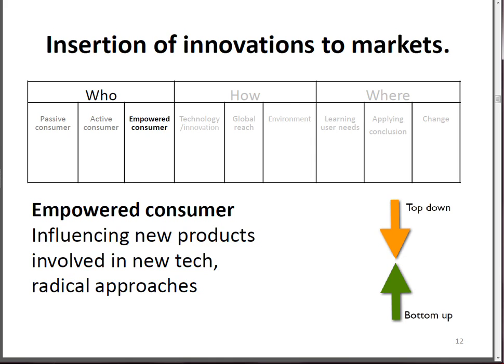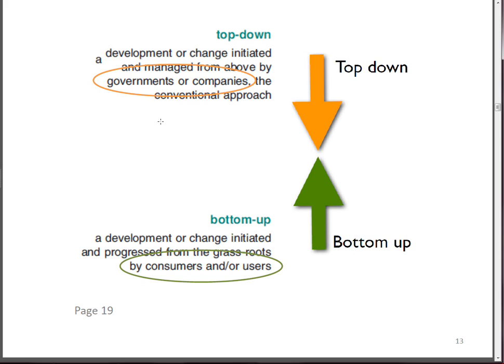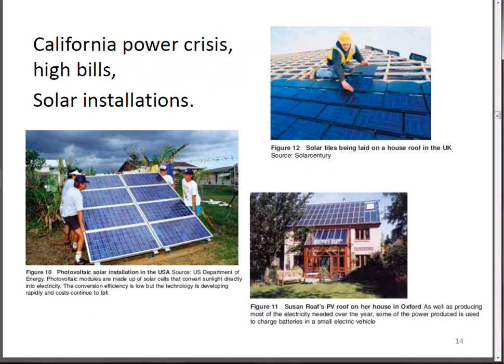So let's have a look at this definition. Top down: government or companies coming from above and trying to push a product into the market. Bottom up, as we've said, by consumers or even users themselves who come up with novel ideas. They are very enthusiastic and they will try to push a product into the market. We have some examples. The books provide some examples.